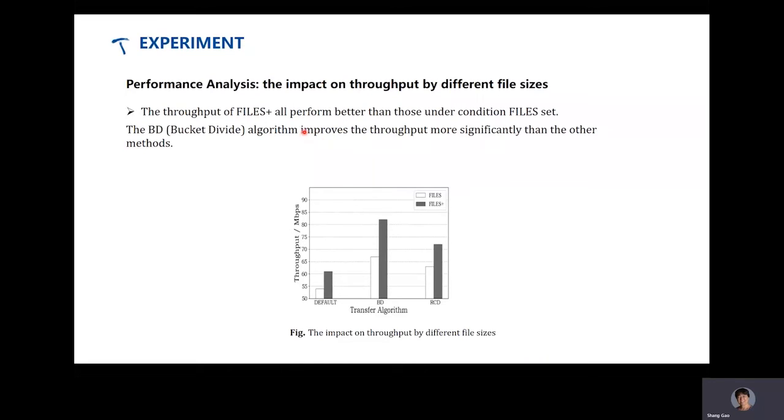And we also examined the impact on throughput by different file sizes. As you can see, we have two different file sets, and this file set has more small files. You can also see the throughput of this file set performs better than those under the other file set, and our algorithm improves the throughput more than the other two, the default and the RCD.